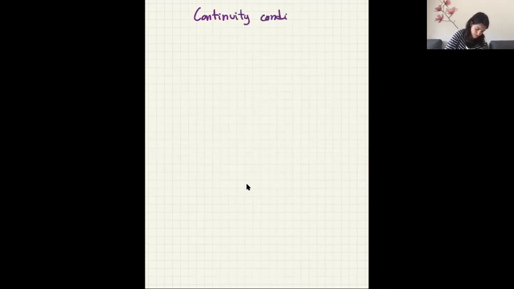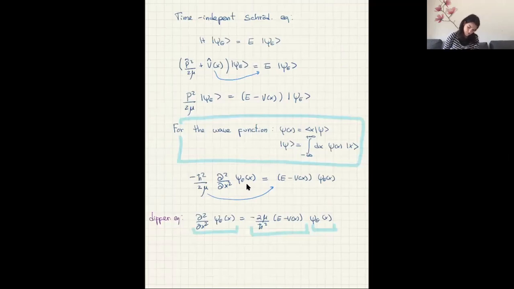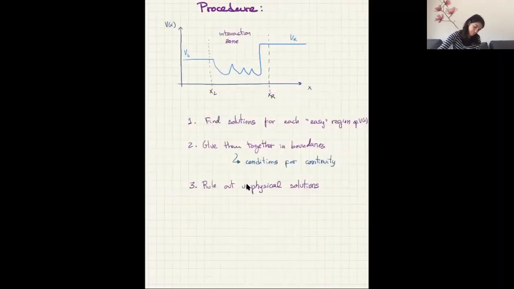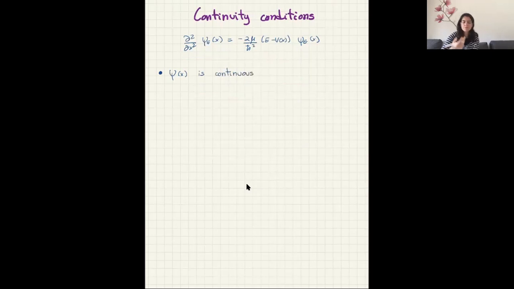Continuity conditions. Let's just pick up our differential equation that we got. Good. So, first of all, in general, we want any wave function to be continuous. And again, this is something we impose from the physics part.